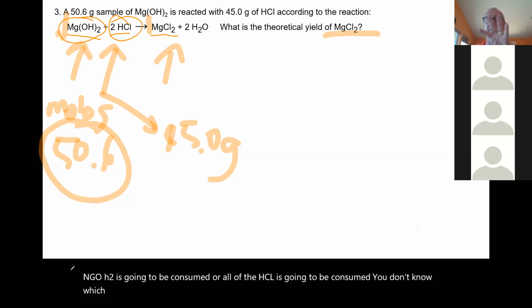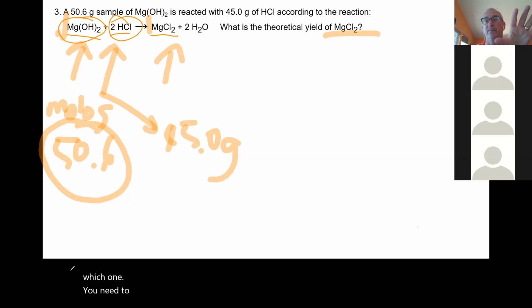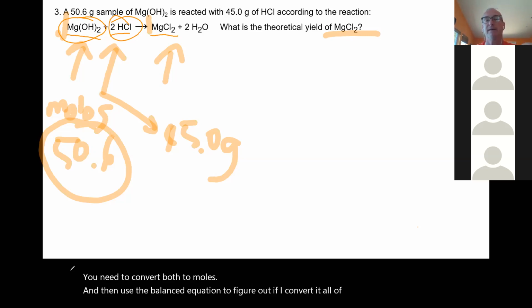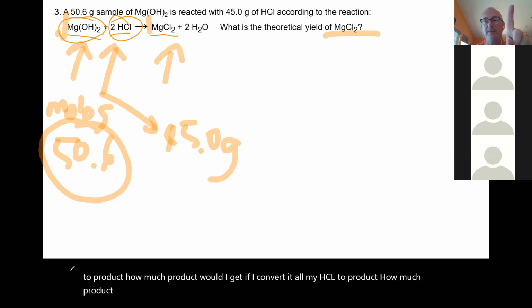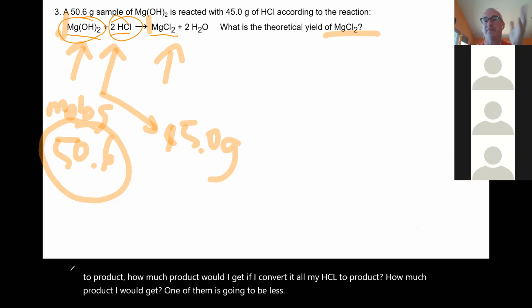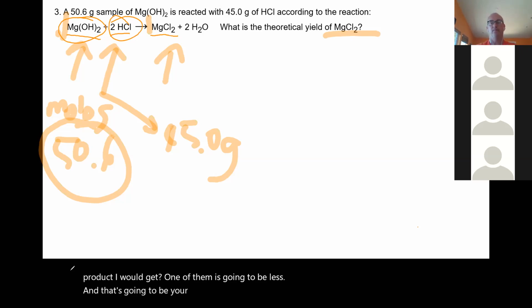You need to convert both to moles and then use the balanced equation to figure out: if I converted all of my magnesium hydroxide to product, how much product would I get? If I converted all my HCl to product, how much product would I get? One of them is going to be less, and that's going to be your theoretical yield. The one that's less is your limiting reactant.